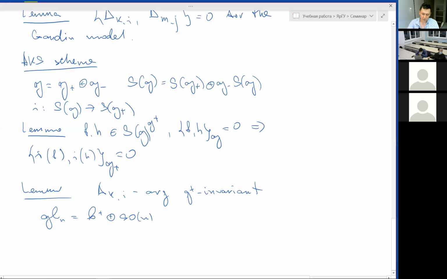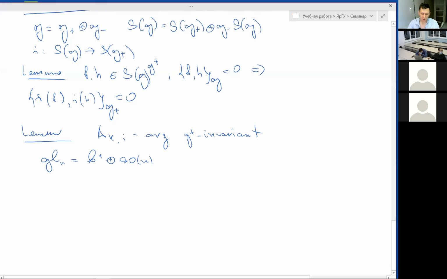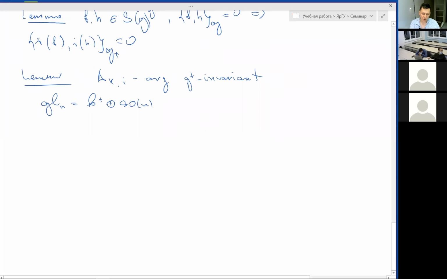And by this simple observation, I obtained that the restriction of the K on G plus substitute a commutative family.